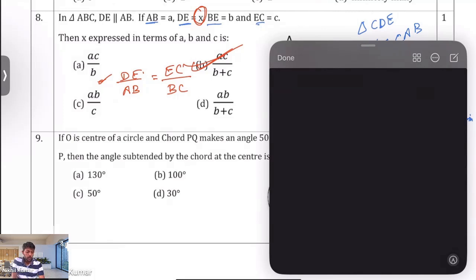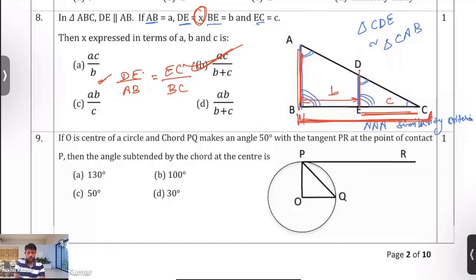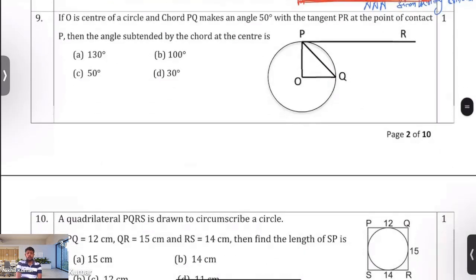Okay, so let's move on to the next question now, which is question number 9. If O is the center of a circle and chord PQ makes an angle of 50 degrees with the tangent PR. So what is given to us is that this angle is 50 degrees at the point of contact, of course, which is P, and we have to find out the angle subtended by the chord at the center.